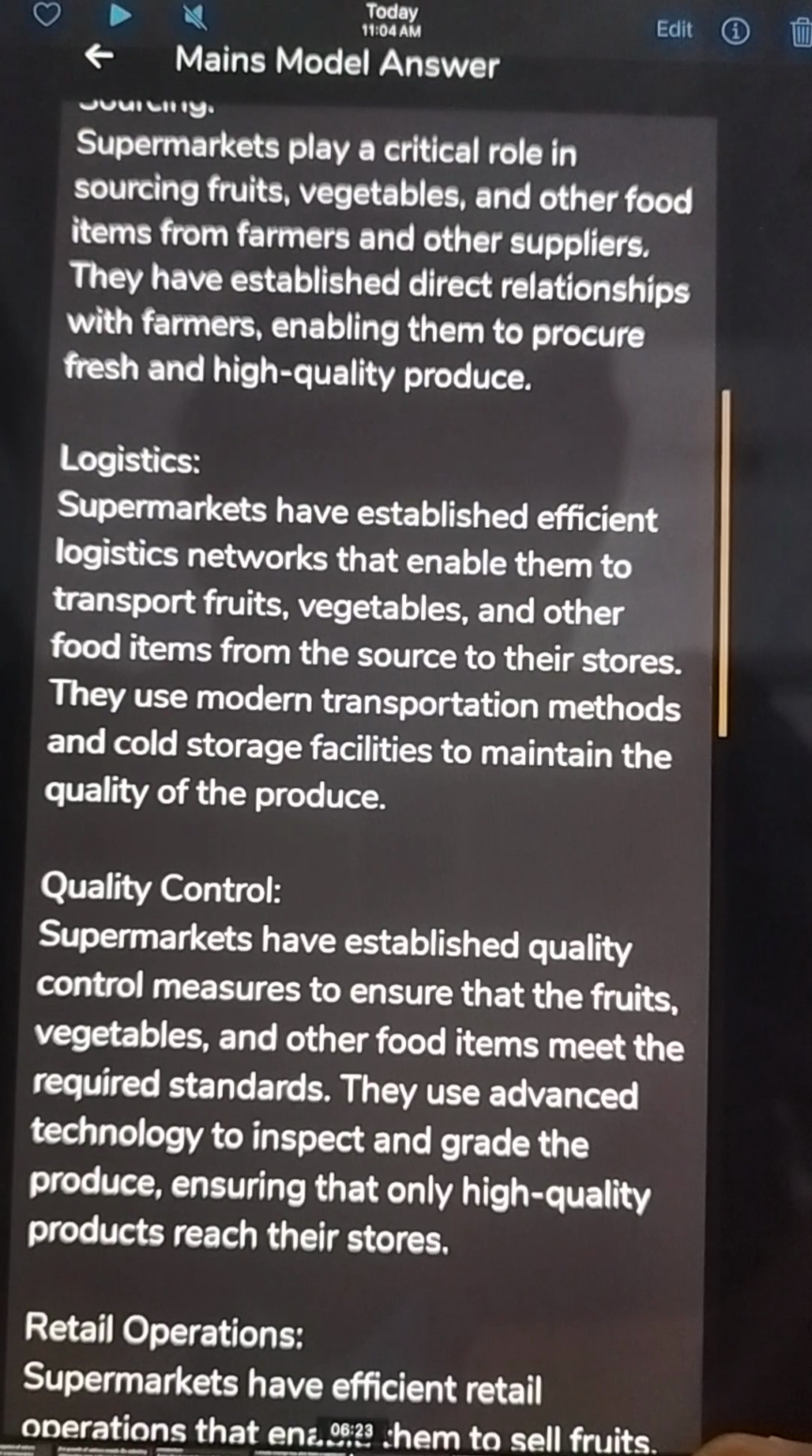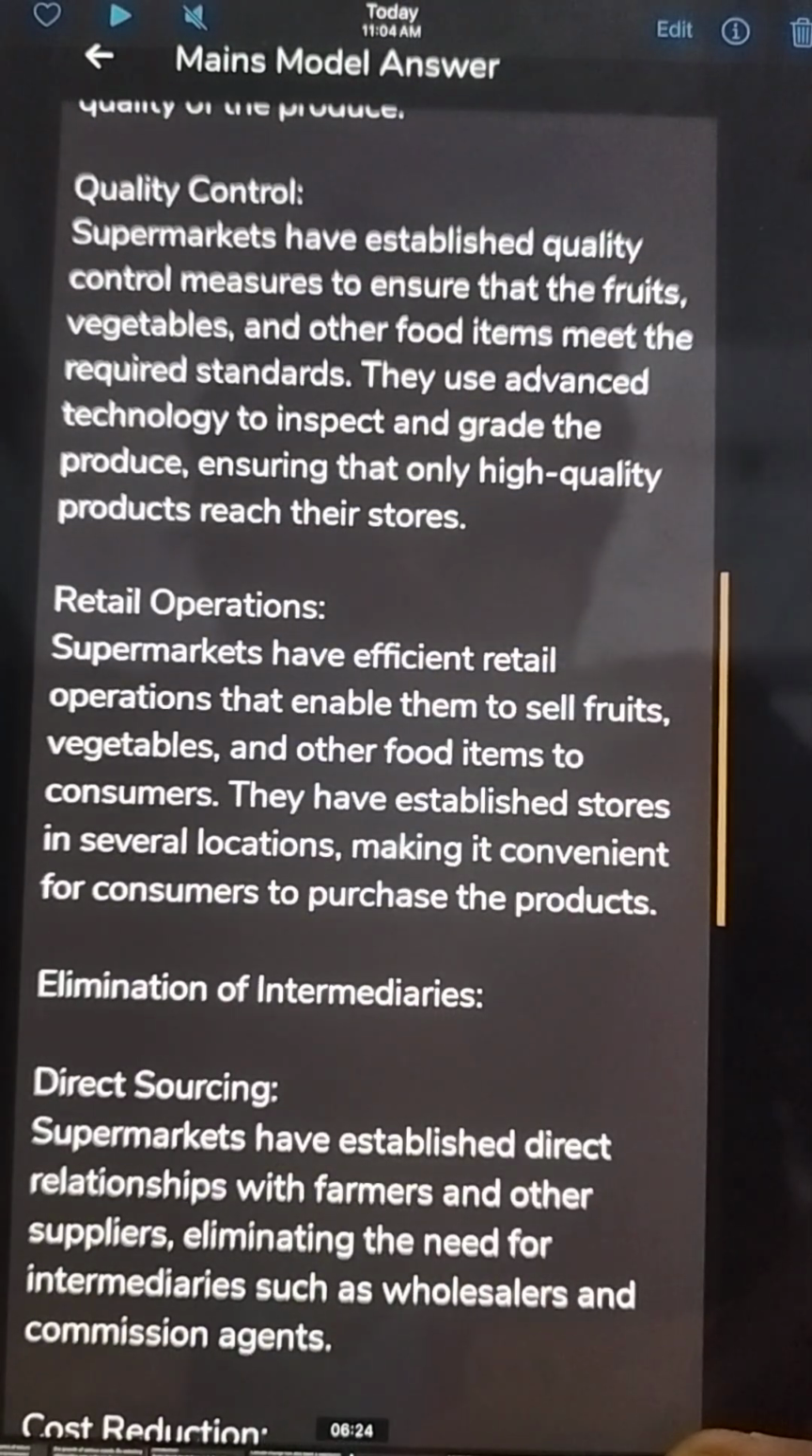And third is the quality control. Supermarkets have established quality control measures to ensure that the fruits, vegetables, and other food items meet the required standards. They use advanced technology to inspect and grade the produce, ensuring that only high quality products reach their stores.